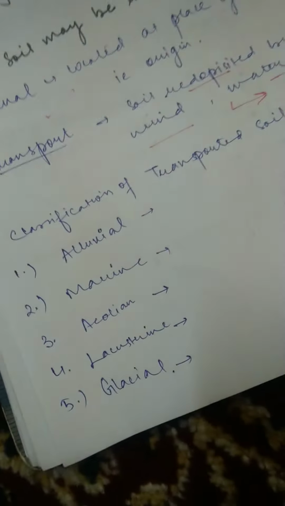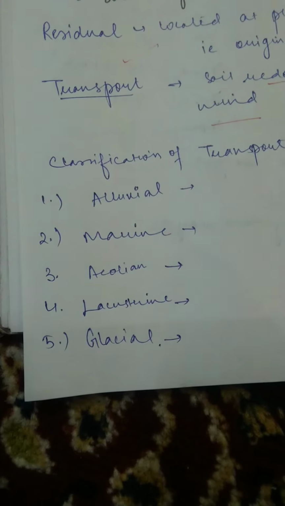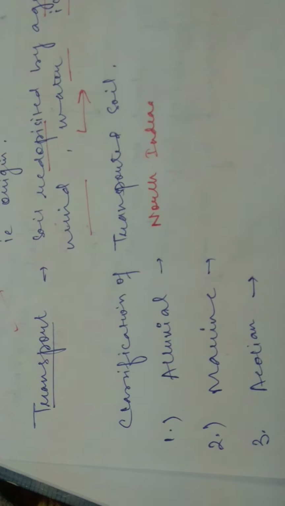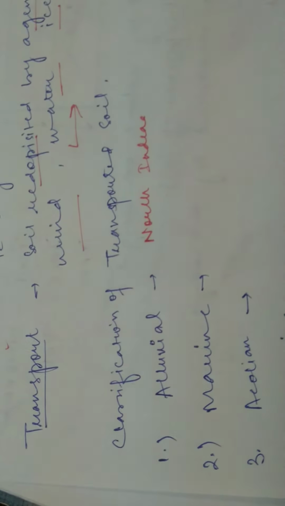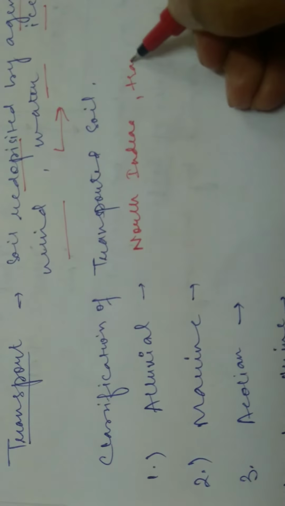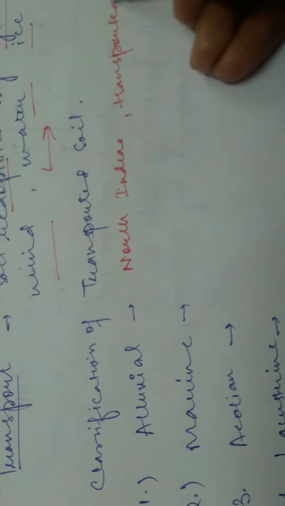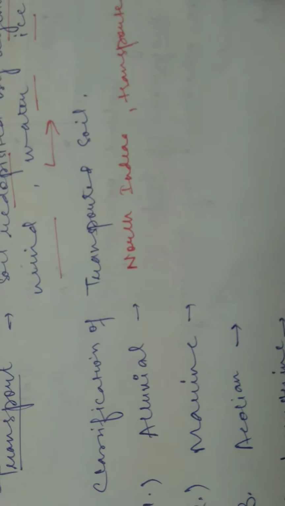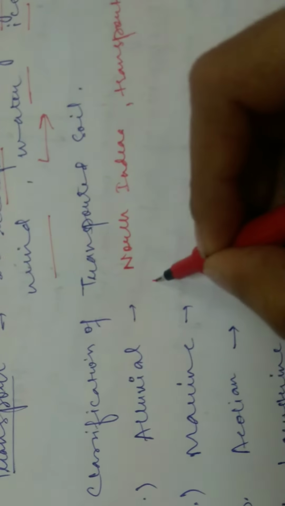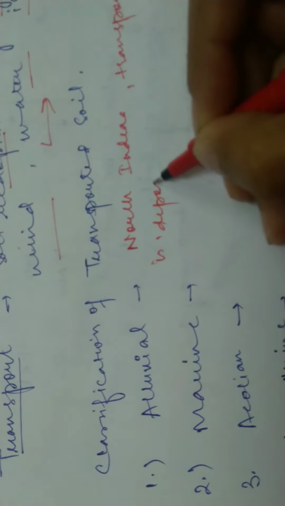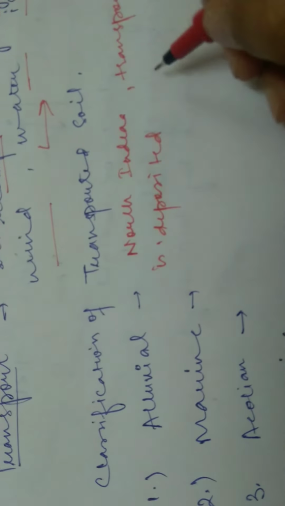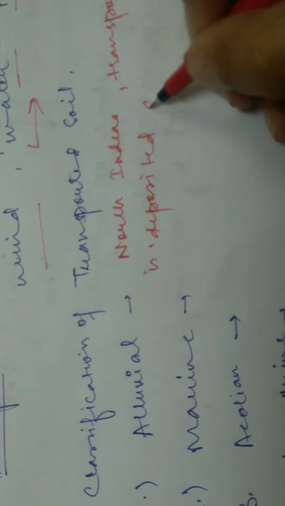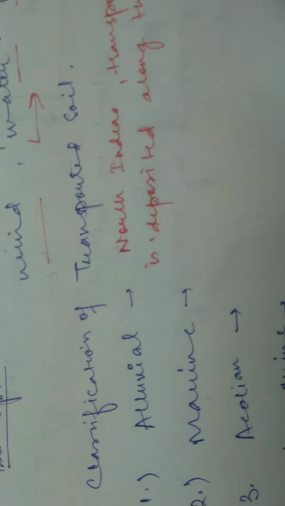Now the classification of the transported soil is as follows: alluvial, marine, aeolian, lacustrine, and glacial. Alluvial soil is majorly found in North India, and it refers to the transported soil that is deposited along the stream.